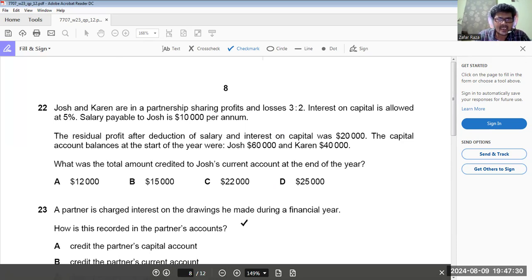Josh and Karen are in partnership sharing profit and losses 3:2. Interest on capital is allowed at 5%. Salary payable to Josh is 10,000 per annum. The residual profit after deduction of salary and interest on capital was 20,000. The capital account balances at the start of the year: Josh 60,000, Karen 40,000. What was the total amount credited to Josh's current account at the year end?